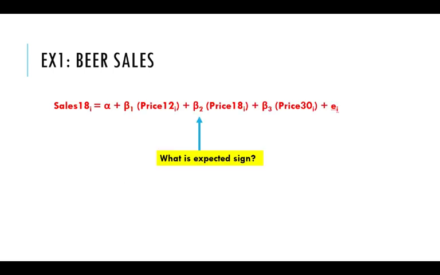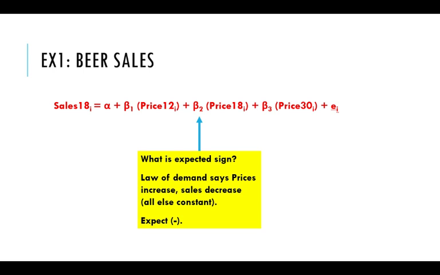So part of what we want to do is think about the expected signs. What is the expected sign of beta 2? Well, the law of demand says if price goes up, sales decrease, holding all else constant. So if the price of 18 packs goes up, we would expect sales of 18 packs to go down, right? So it should be obvious that beta 2 is expected, at least based on theory, to be negative.